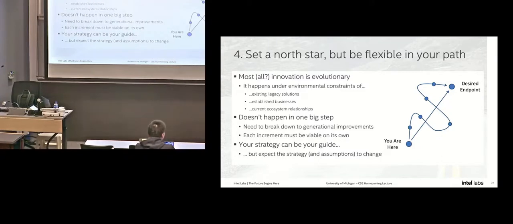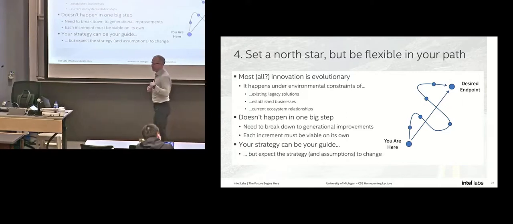Okay, then the last one is that it's really great to have a North Star, the endpoint you want to reach, but the reality is that most innovation, maybe all of it, is evolutionary, and it happens under environmental constraints. There are existing legacy solutions out there. There are established businesses. There are relationships in the ecosystem that are not easily taken down all at once. So revolution rarely happens. You need to figure out how to break things down into generational steps, and that's kind of what we had to do with VT. We wanted to get everything in one generation, but we realized, no, we have to figure out step by step how to build it up over time.